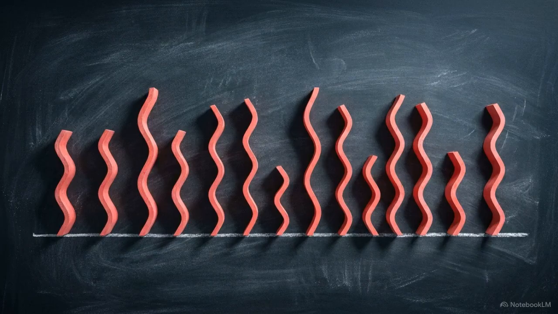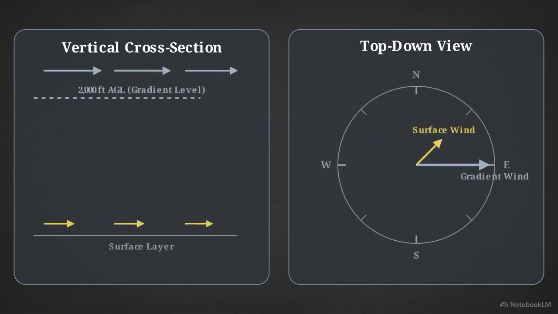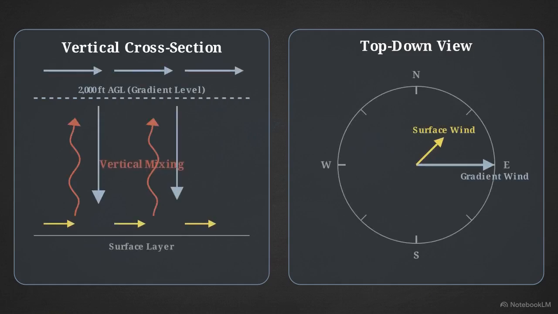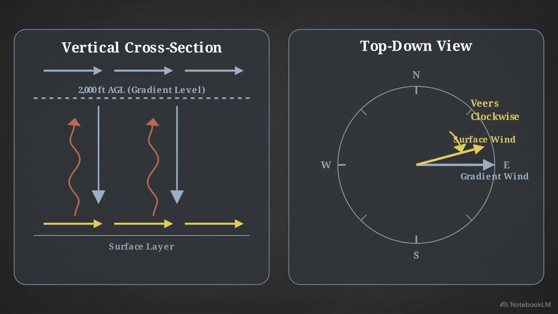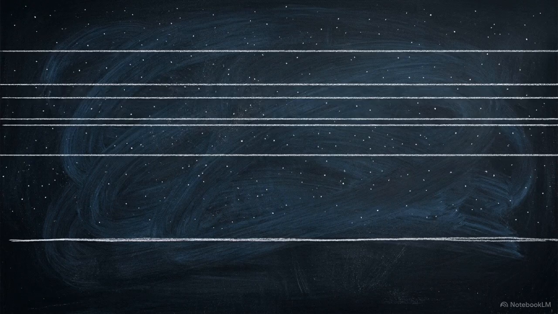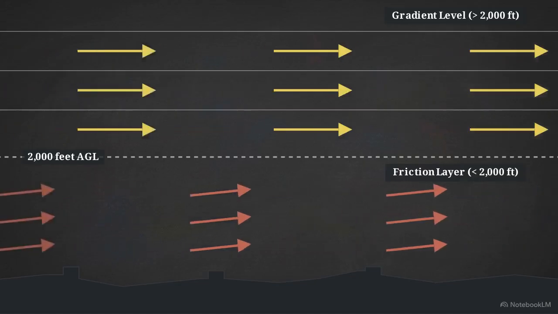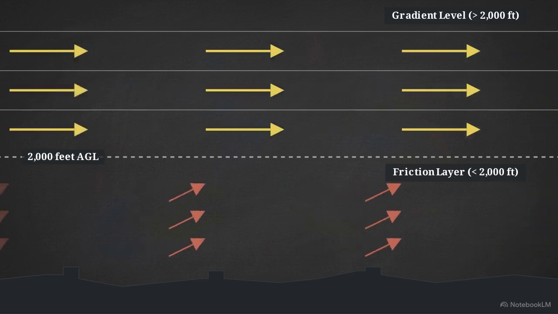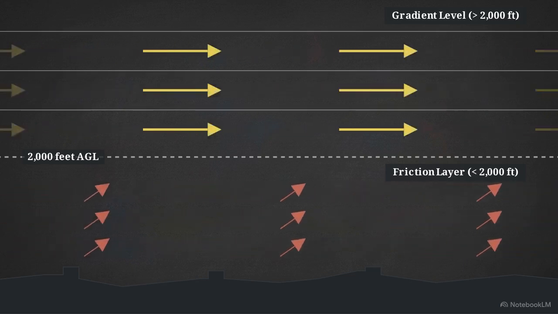This effect changes with the sun. During the day, solar heating creates vertical mixing that pulls the faster parallel gradient winds down closer to the surface. This causes daytime winds to speed up and veer clockwise. At night, that vertical mixing stops. The surface air separates from the upper flow, slows down against the ground, and the diminished Coriolis effect causes the wind to significantly slacken and back.